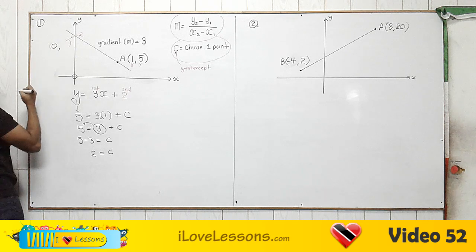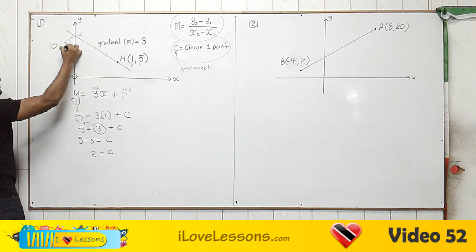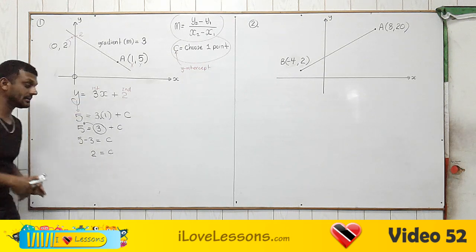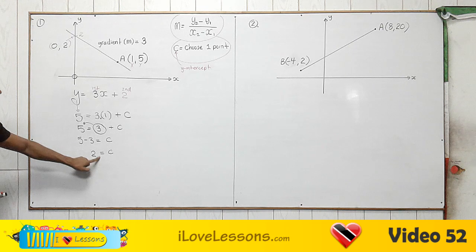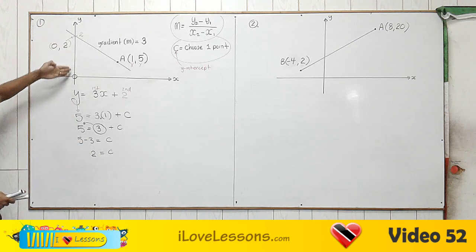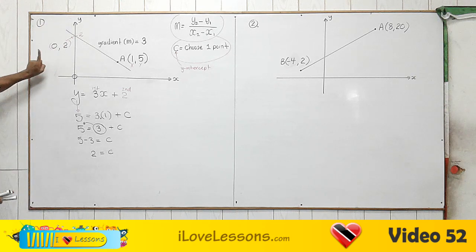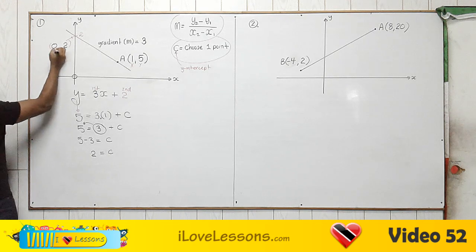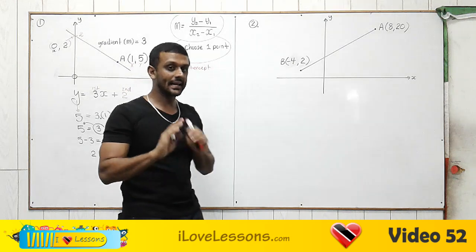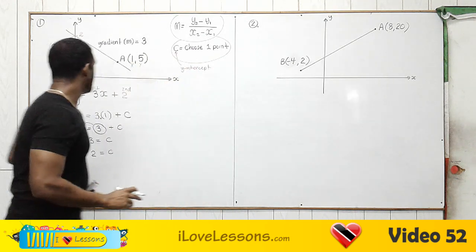The x coordinate would be 0 but the y coordinate would be 2. So just to summarize, gradient tells you how steep your line is. Y-intercept, or the value of c, tells you where it cuts the y-axis. And anytime something cuts the y-axis, x is always 0. And I can prove to you that whenever something cuts the y-axis, x is always 0.